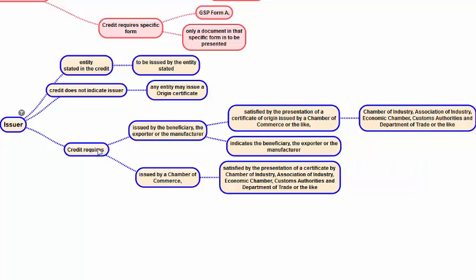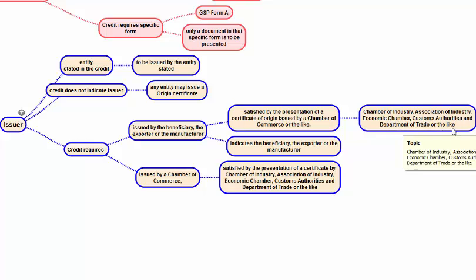If the credit requires certificate to be issued by beneficiary on the origin, a certificate of origin issued by Chamber of Commerce is acceptable, provided it indicates beneficiary as the exporter or manufacturer. A certificate of origin issued by Chamber of Commerce is submitted under the presentation, drawing under the credit. It is acceptable, provided it indicates beneficiary as the exporter or the manufacturer. What are the entities that can issue such a certificate? It can be Chamber of Commerce, Chamber of Industry, Association of Industry, Chamber, Customs Authorities, Department of Trade, and the like.